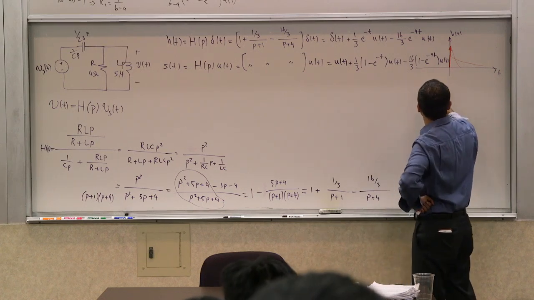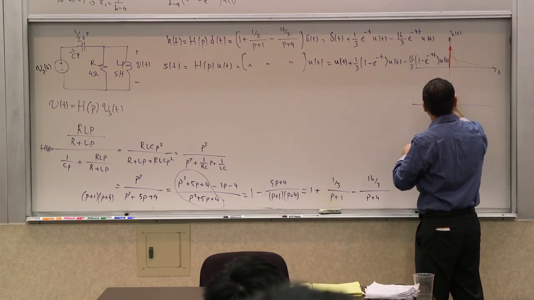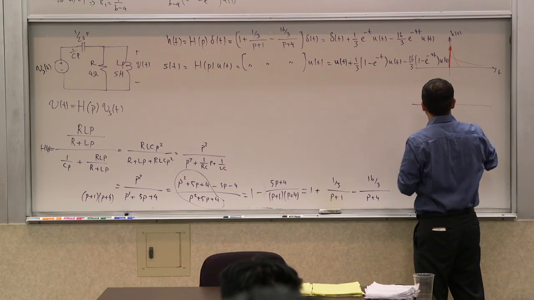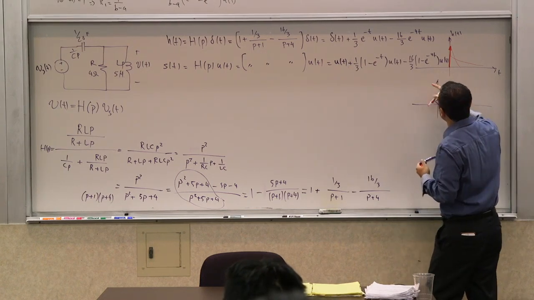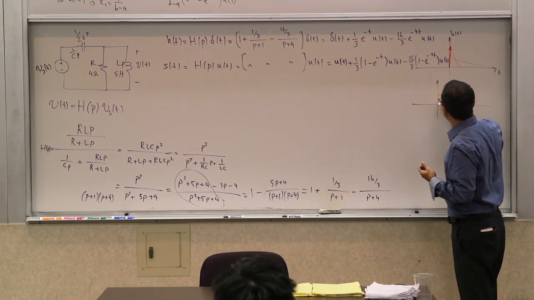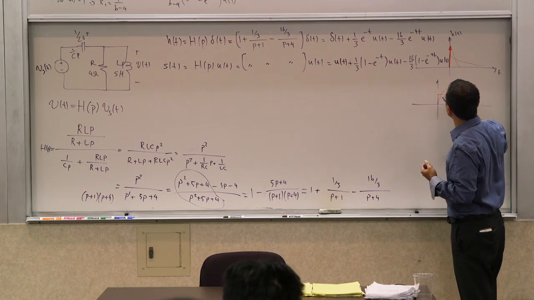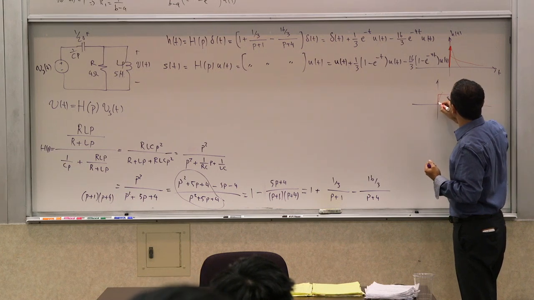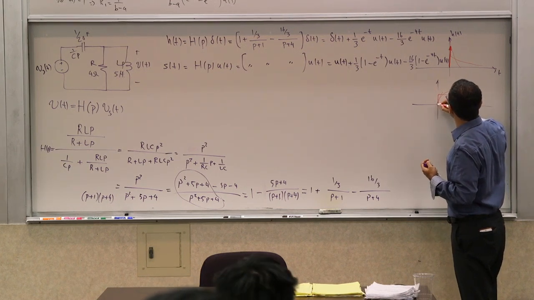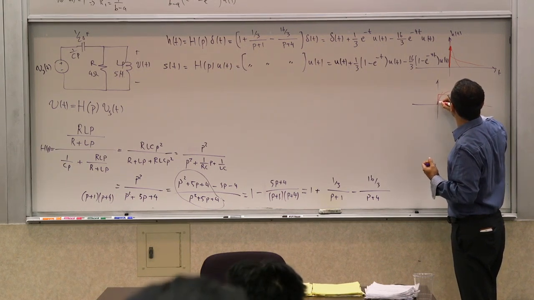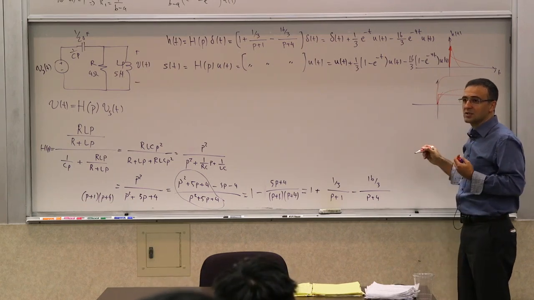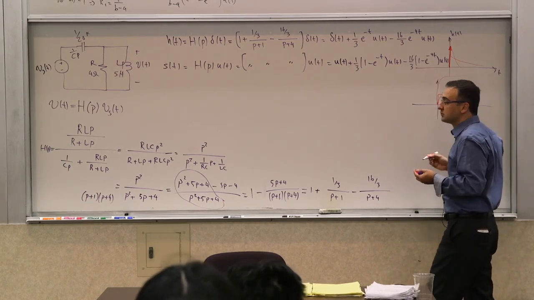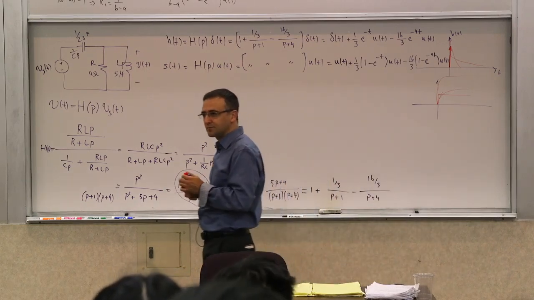So you get some response that has a step plus these other terms, where one has a smaller coefficient, and then a larger one with a faster time constant. So it's the sum of these three plots.